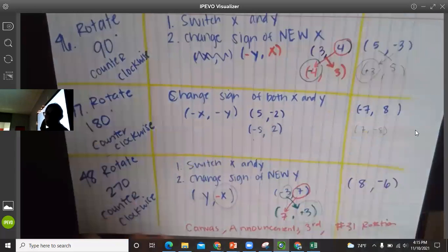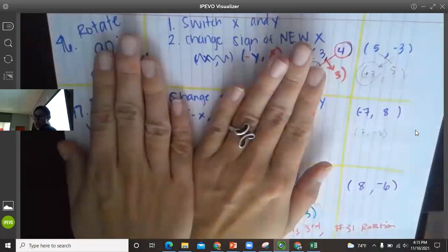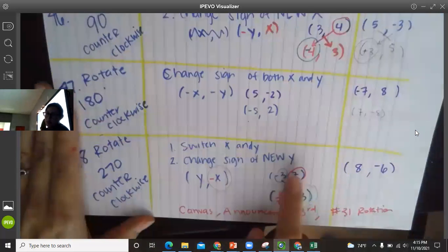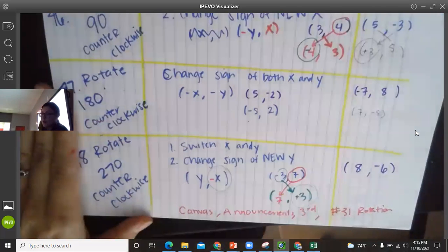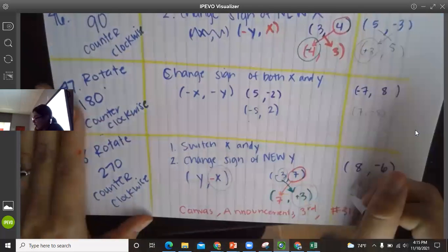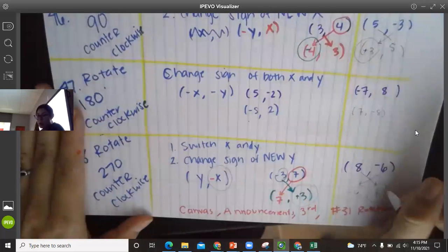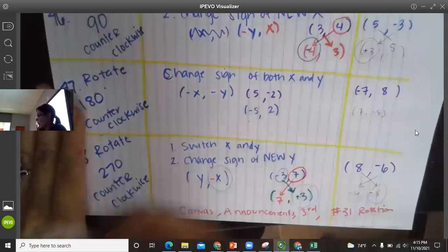270 means that you switch them. So that means that the X and the Y switch, but you're changing the sign of the new Y value, okay? So that's why the 7 comes up, and then here goes the 3. It was a negative, now it's a positive. So for this one, you put a negative 6, an 8, change the sign of this one. It was positive, now it's negative. And they end up both being negative.